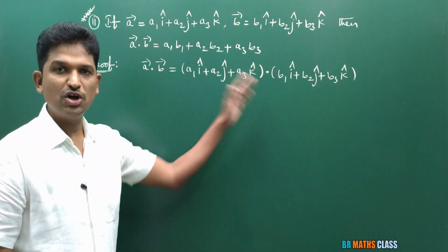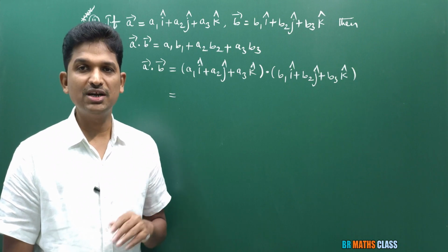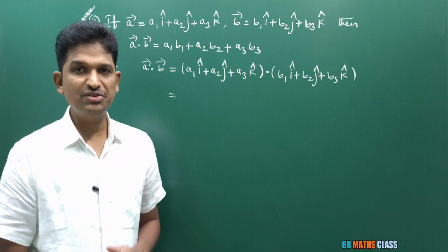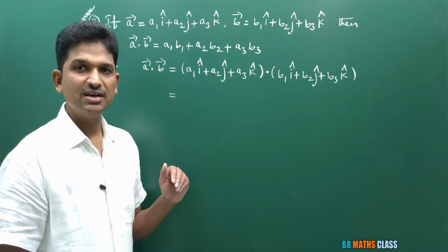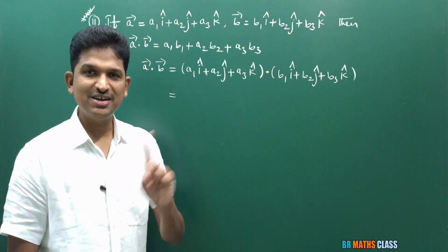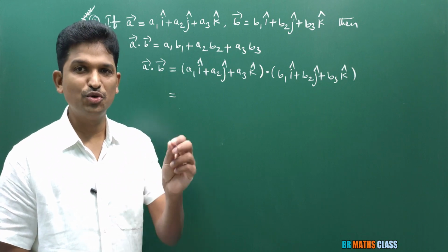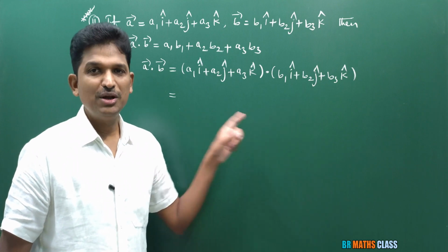Now I need to do the dot product of these two vectors. Actually, in the last class we proved that dot product is distributive over vector addition. I am going to use the same thing, but if I explain like that you may get confused. To understand this easily, do it like normal multiplication, but it is not normal multiplication. We are using the formula that dot product is distributive over vector addition. Okay, do it like a normal multiplication.